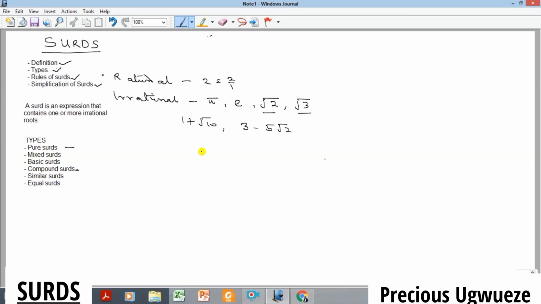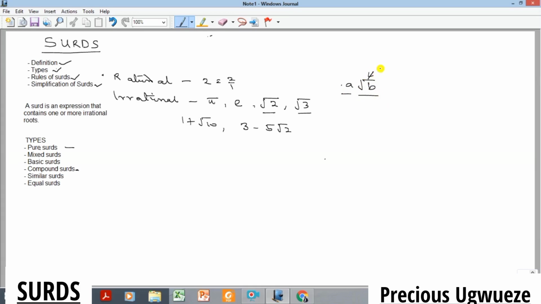Okay, so having seen the definition of surds, quickly we are going to look at the types of surds. And from my list here, you can see I have already listed the types of surds, and so we are beginning with pure surds. So now, before we get to types of surds, remember that every surd is of the form A root B. Every surd is of this form. There is always the rational part, and there is always the irrational part. A is called the rational part, while the root B is called the irrational part.